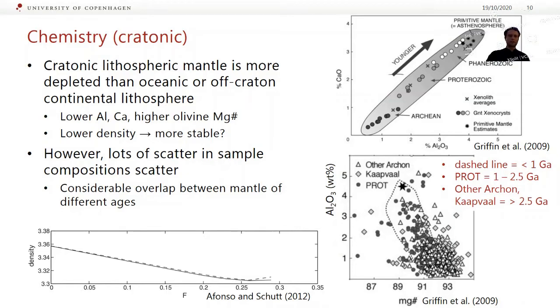The bottom is just re-emphasizing what I mentioned before about the density. You can see that by the time you've had 25 or 30% melting, you start to get a density comparable to Archean lithosphere, about 3,320 kilograms per meter cubed, or 3.32 grams per centimeter cubed.